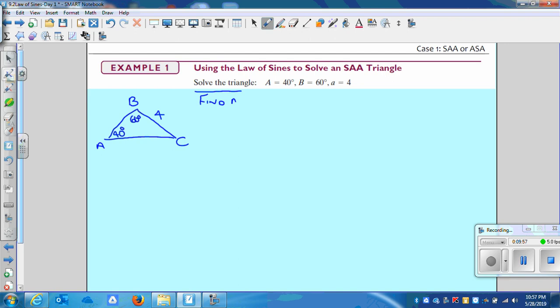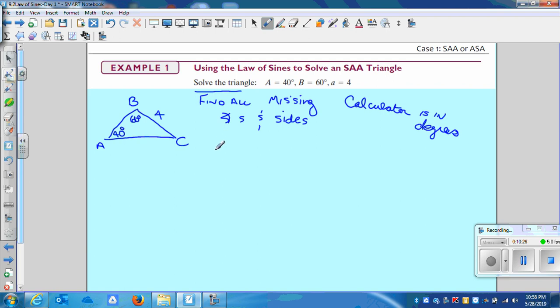Find all missing angles and sides. Before we even get started, make sure that your calculator is in degrees. So go ahead and change your mode before you even start the problem.